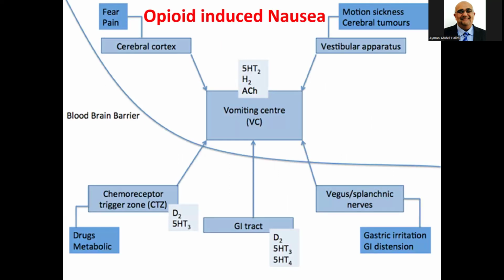Opioid-induced nausea, usually it's short-term, and it's related to basically triggering the chemoreceptor trigger zone, which is outside the blood-brain barrier. They will actually cause irritation to the vomiting center that's inside the medulla, and it will actually start the whole process of the nausea and vomiting.